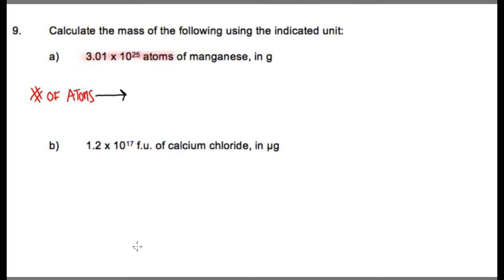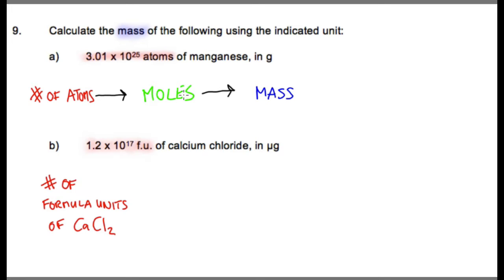Question 9. We've got the number of atoms, and what do we want? We are converting to a number of moles, and then from the number of moles we can go to mass. So atoms to moles to mass. The number of formula units, question B, of calcium chloride in micrograms. So this time it doesn't want us to calculate it in grams, but in micrograms.